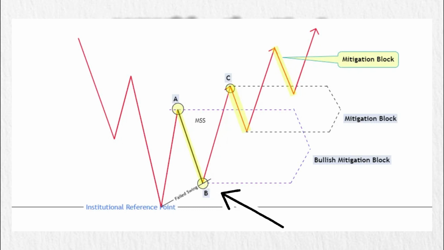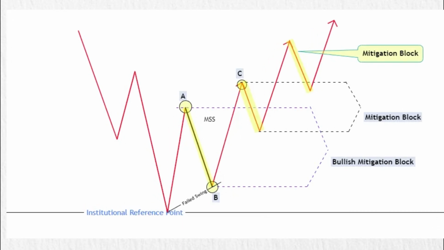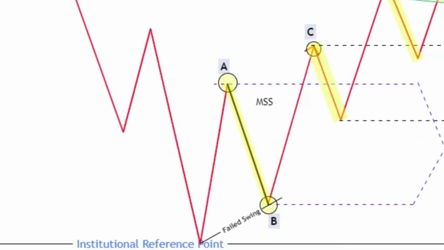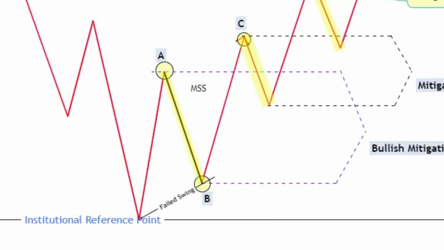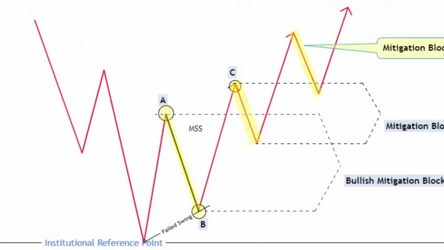After making a higher low, price rises and breaks the previous lower high, resulting in a market structure shift to the upside. This state of price delivery is called failure of price to swing lower. Now the area from the swing high broken, indicated by point A in the picture, to the higher swing low formed, indicated by point B in the picture, is termed a bullish mitigation block.